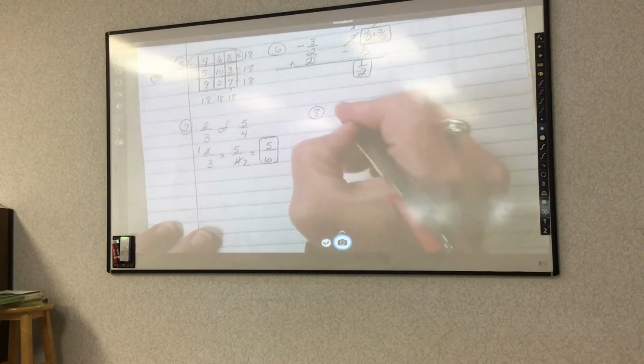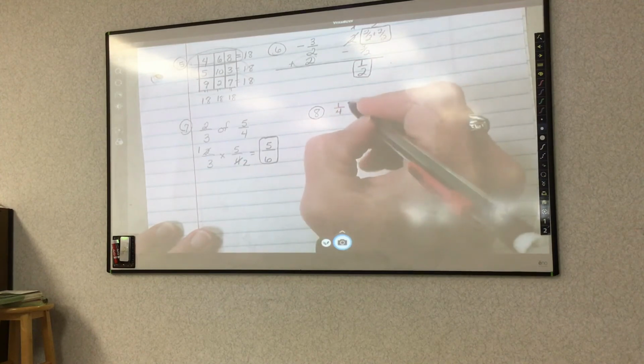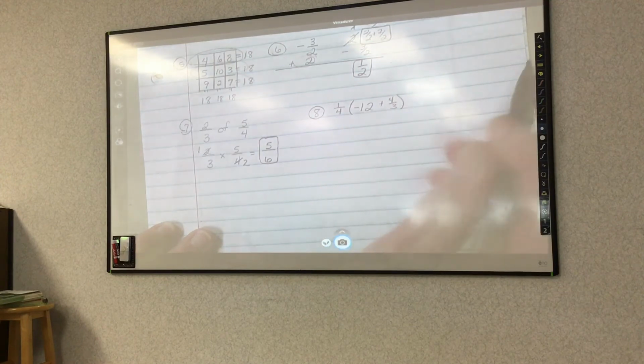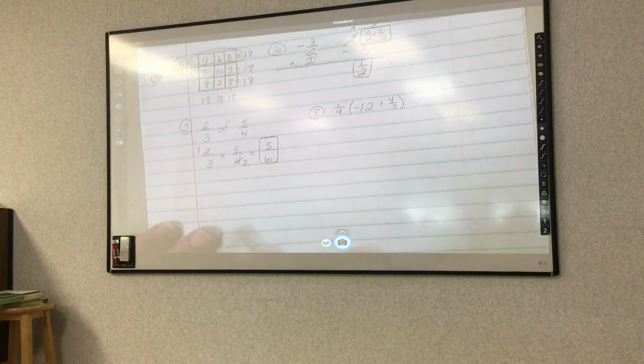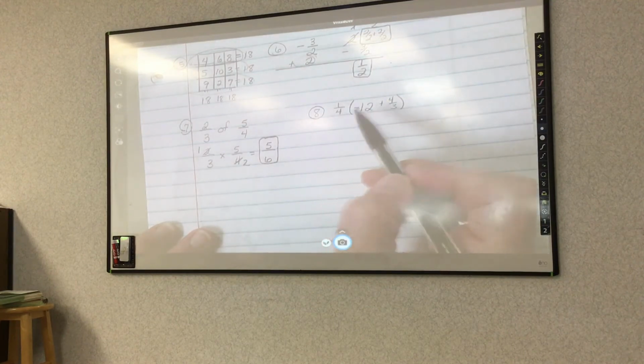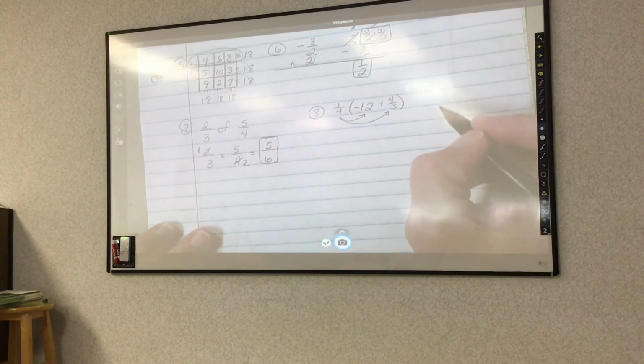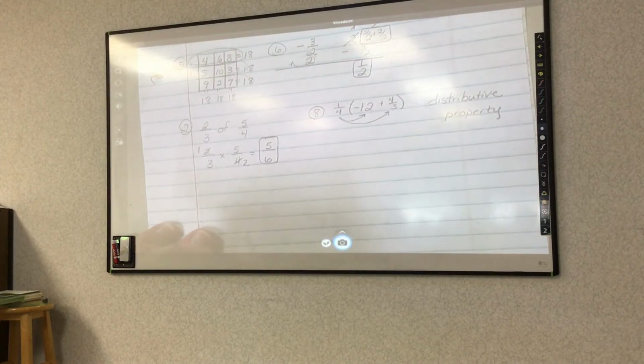8 is, we have to simplify, so that really just means to solve it. 1/4 times the quantity negative 12 plus 4/3. When I have a number right outside the parentheses, it's like saying you take 1/4 times 12, 1/4 times 4/3. I want you to write this down. This is called the distributive property. We learned this last year. Yep, you guys have learned it in the past. I also have a video on it on my website.